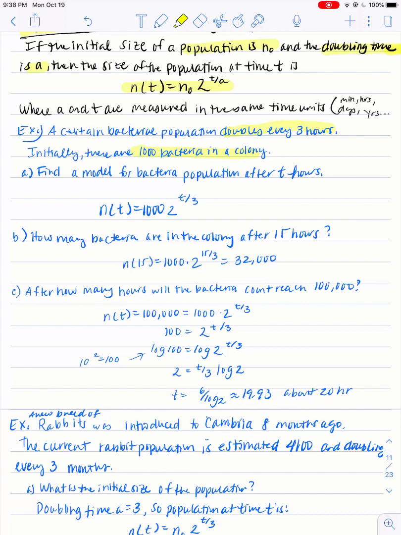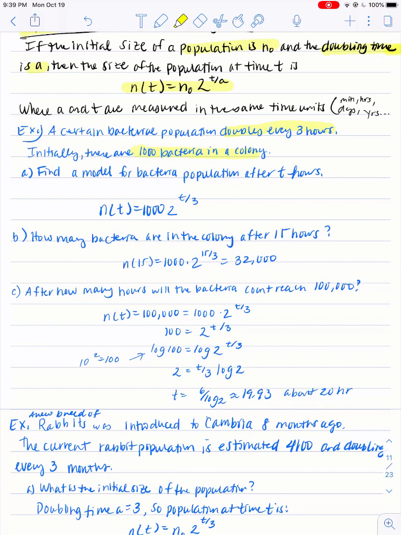After how many hours will the bacteria count reach 100,000? So we have our n of t equals 100,000. So I set that equal to 1,000 times 2^(t/3). And I'm going to solve for t. So I just divide each side by 1,000. And I get 100 equals 2^(t/3). I could take the common log of both sides. It doesn't cancel the base 2, but we're basically trying to get the exponent down. So I have log of 100 equals log of 2^(t/3).